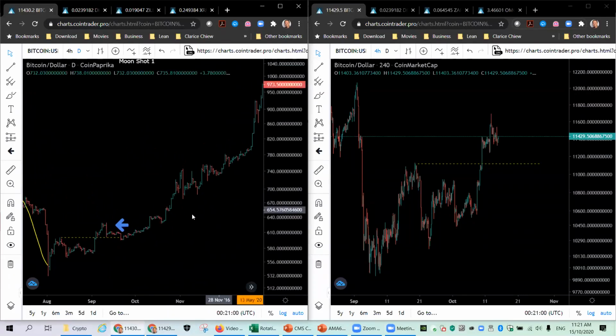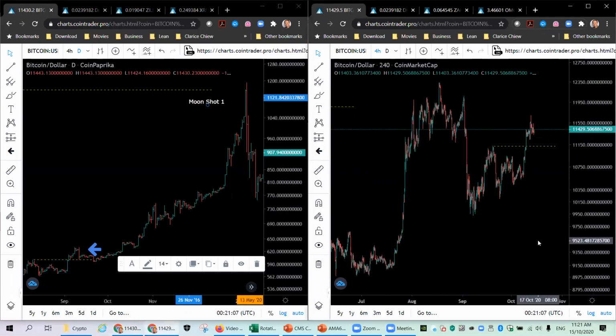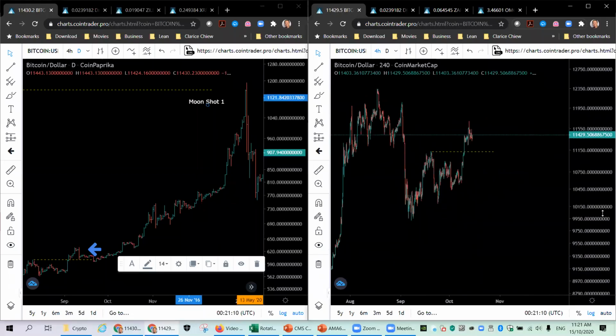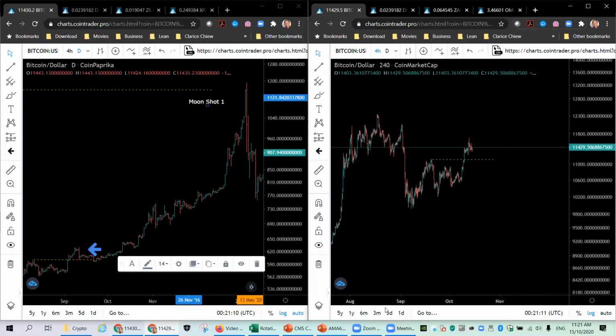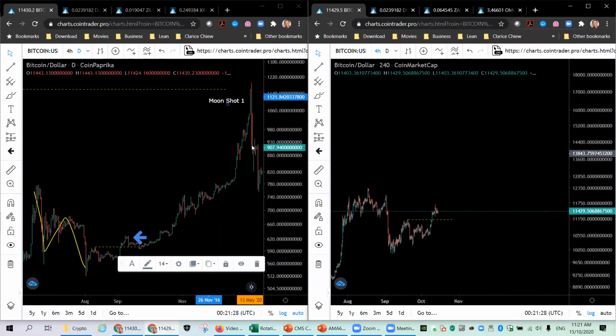The next thing we are looking at is Moonshot 1. Okay, so Moonshot 1 is being projected to be around 20,000. Yes, that will be the next target. Let's just try to frame this up. Okay, so there you go. It would look something like this.